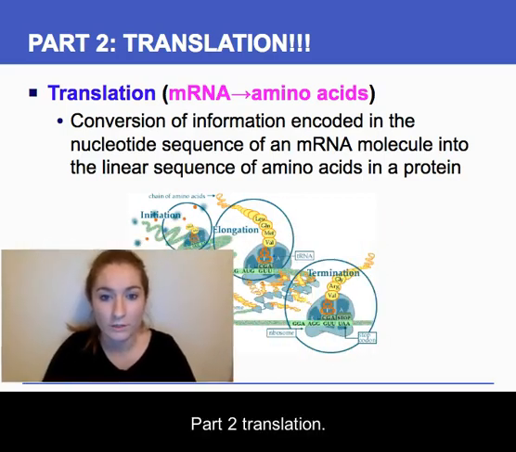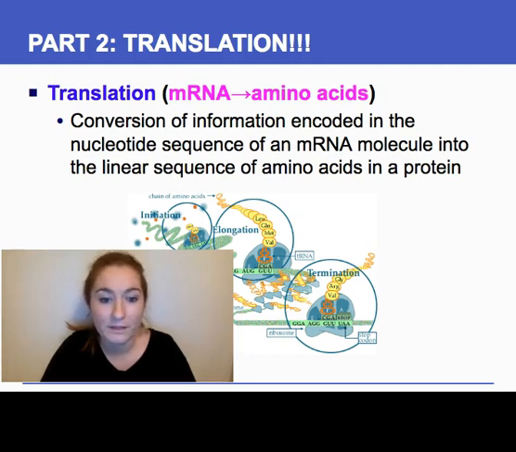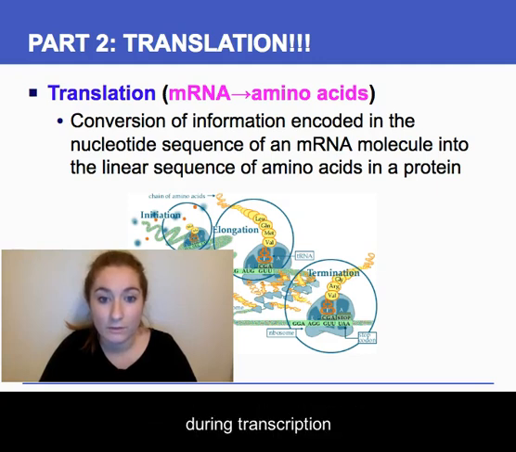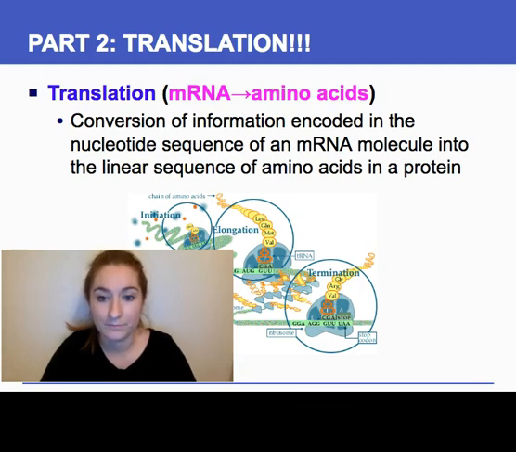Part 2, Translation. Translation takes place in the cytoplasm of the cell and moves to the ribosome. Translation is going to take the RNA that was made during transcription and translate it into amino acids to make a protein. Your fifth keyword is used.